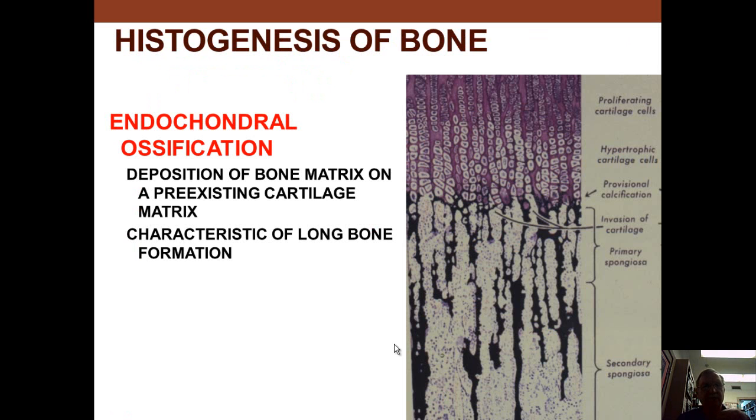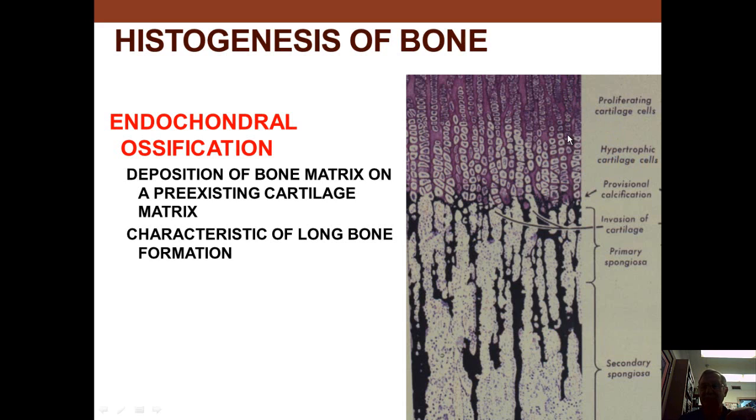Histogenesis of bone, the endochondral ossification. You have deposition of bone matrix on a pre-existing cartilage matrix. That's the characteristic of long bone formation. And here we can see the cartilage that will be replaced by bone. You have zonal proliferation to occur. What we don't see up there is a reserve zone, but we have zonal proliferation.